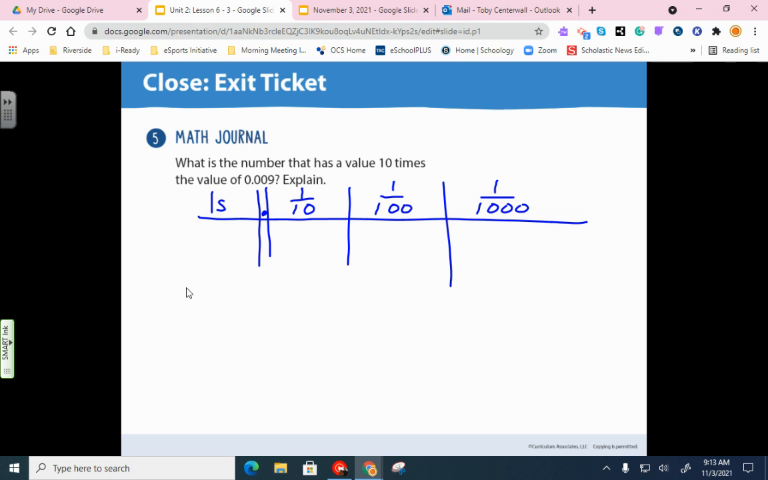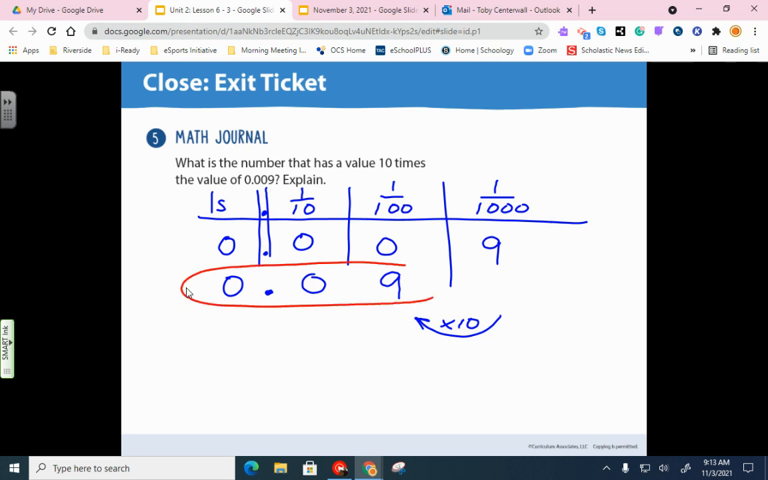And let's plug in the number. We've got 0.009. It wants to know what is a number that has a value 10 times the value of this. So we would need this 9 to be here, because we know that's 10 times. And this number is 9 tenths. So 9 tenths is 10 times bigger than 9 thousandths.